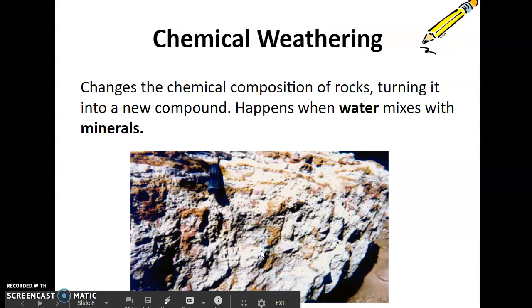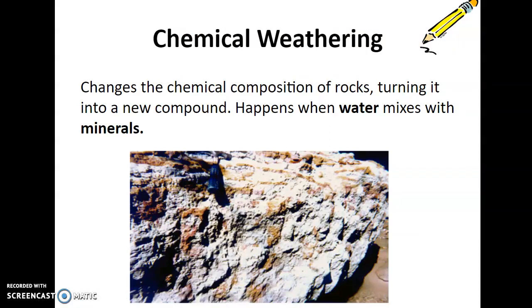So now that we know what mechanical or physical weathering is, we're going to learn about chemical weathering. Chemical weathering changes the chemical composition of rocks. It turns it into a new compound. This happens when water mixes with minerals. An important distinction to notice is that chemical weathering changes your composition, whereas mechanical or physical weathering does not change your composition.